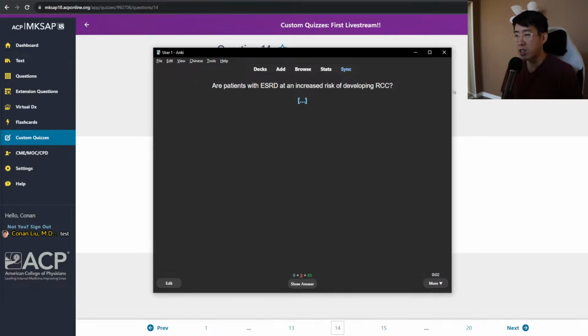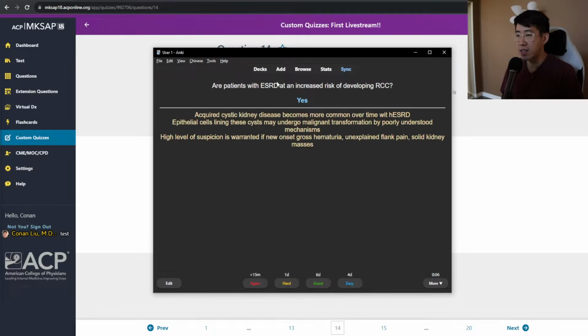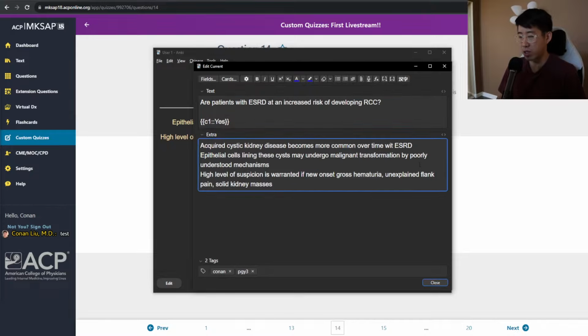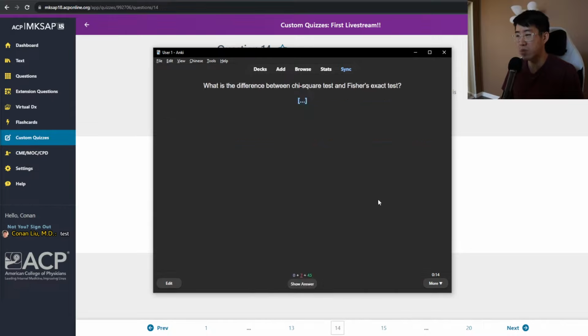Are patients with ESRD at an increased risk of developing RCC? The answer is yes. So it definitely becomes a higher risk of getting renal cell carcinoma if you have ESRD. So you have to be suspicious of any weird cysts or things that are appearing.